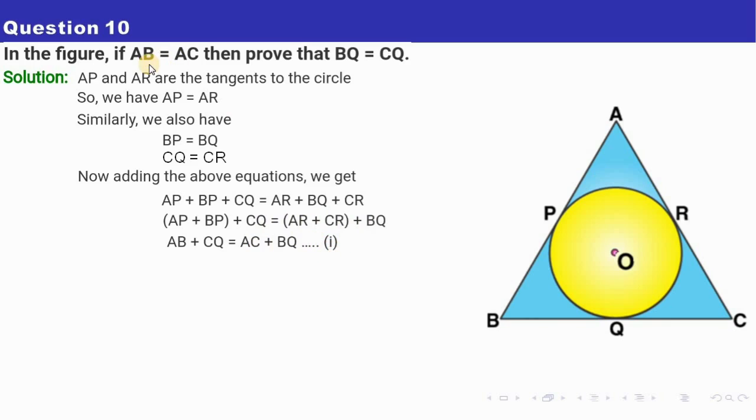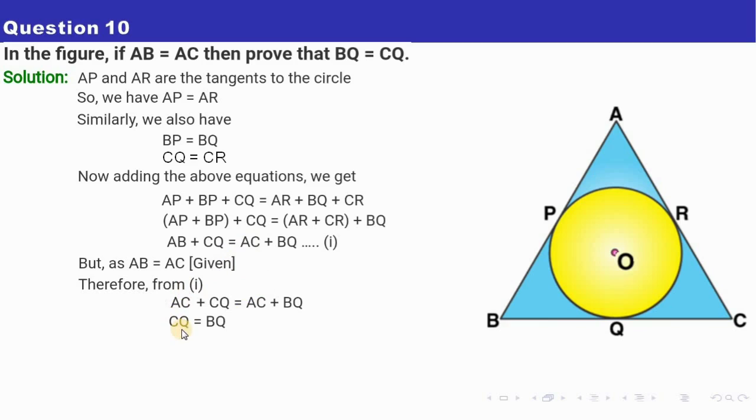Now what is given? AB and AC are given to be equal, right? So instead of this AB, can I write AC? Yes. So from 1 I can have, instead of AB, I have written AC. So here we have AC and AC will cancel each other. So what is left? CQ is equal to BQ. Or in other words, can I write this as BQ equals CQ? Yes, because that's what we need to show here. Alright, so you may pause the video to note down.